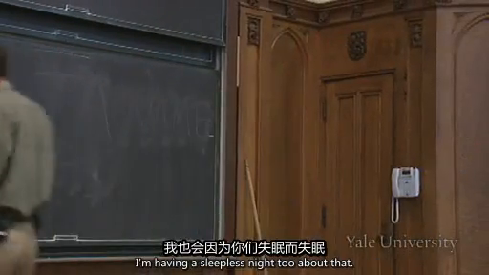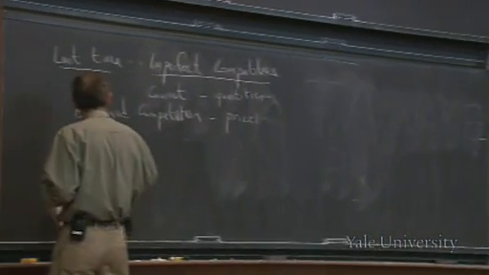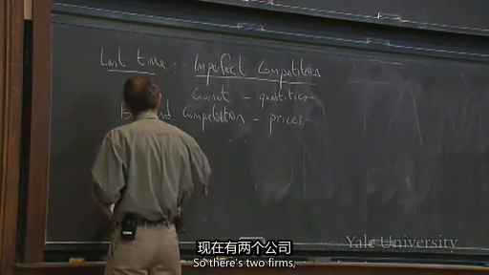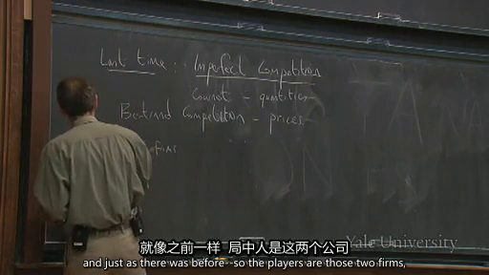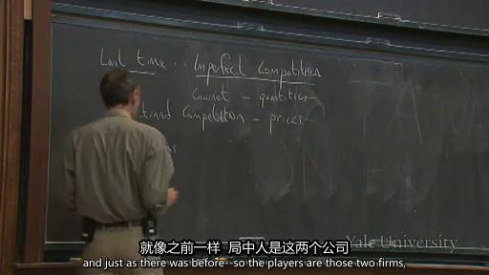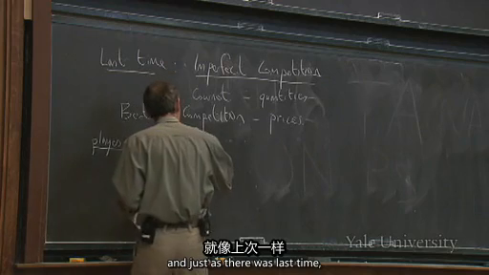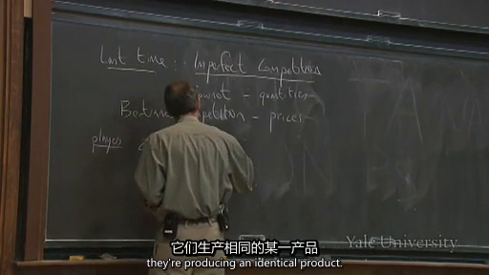All right. So there's two firms, just as there was before, and just as there was before, the players are those two firms, and just as there was last time, they're producing an identical product.